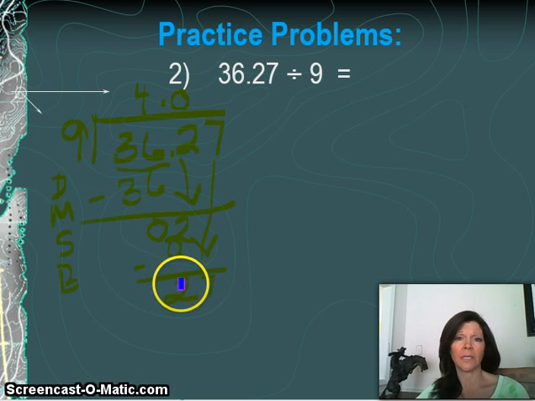9 can divide into 27 3 times. Put your 3 above the 7 because that's what you dropped. 3 times 9 is 27. Subtract. You have nothing left. So your answer to 36 and 27/100 divided by 9 is 4 and 3/100. Hopefully you did very well.